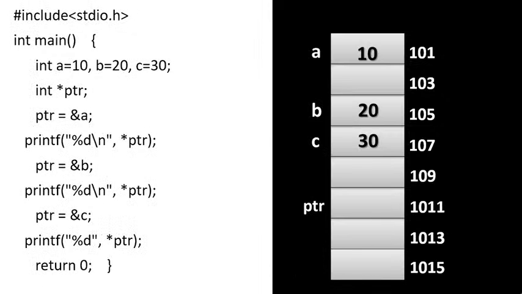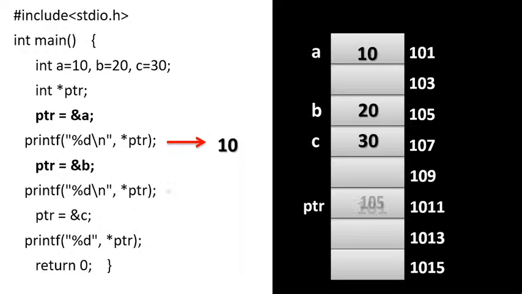Now the same thing, I'm trying to print something. So what am I printing in the first printf statement here? Ampersand A. Ampersand A is being copied to PTR, so the address of A is copied to PTR. So what will be printed? A value will be printed whenever I print star PTR, 10.